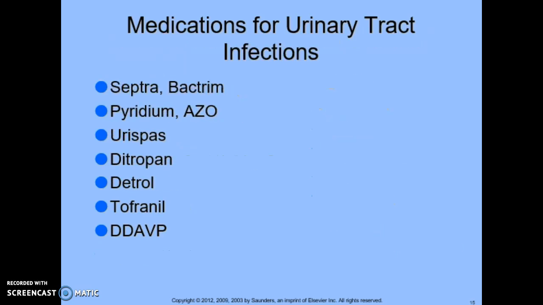Here we have a list of some medications for urinary tract infection. You might utilize some of these in your list this week for the most commonly used. The drugs are divided into sulfonamides, analgesics, antispasmodics, muscle relaxants, and drugs for enuresis, which is bedwetting.